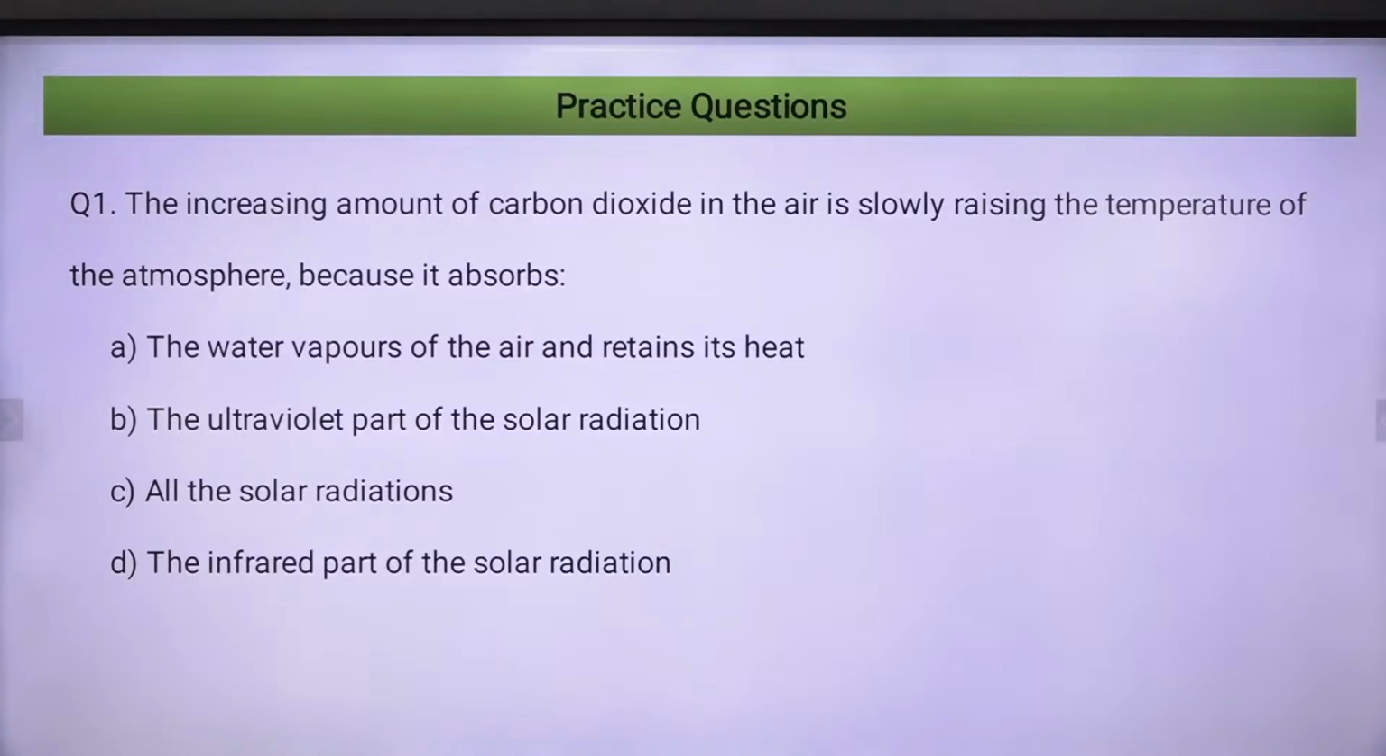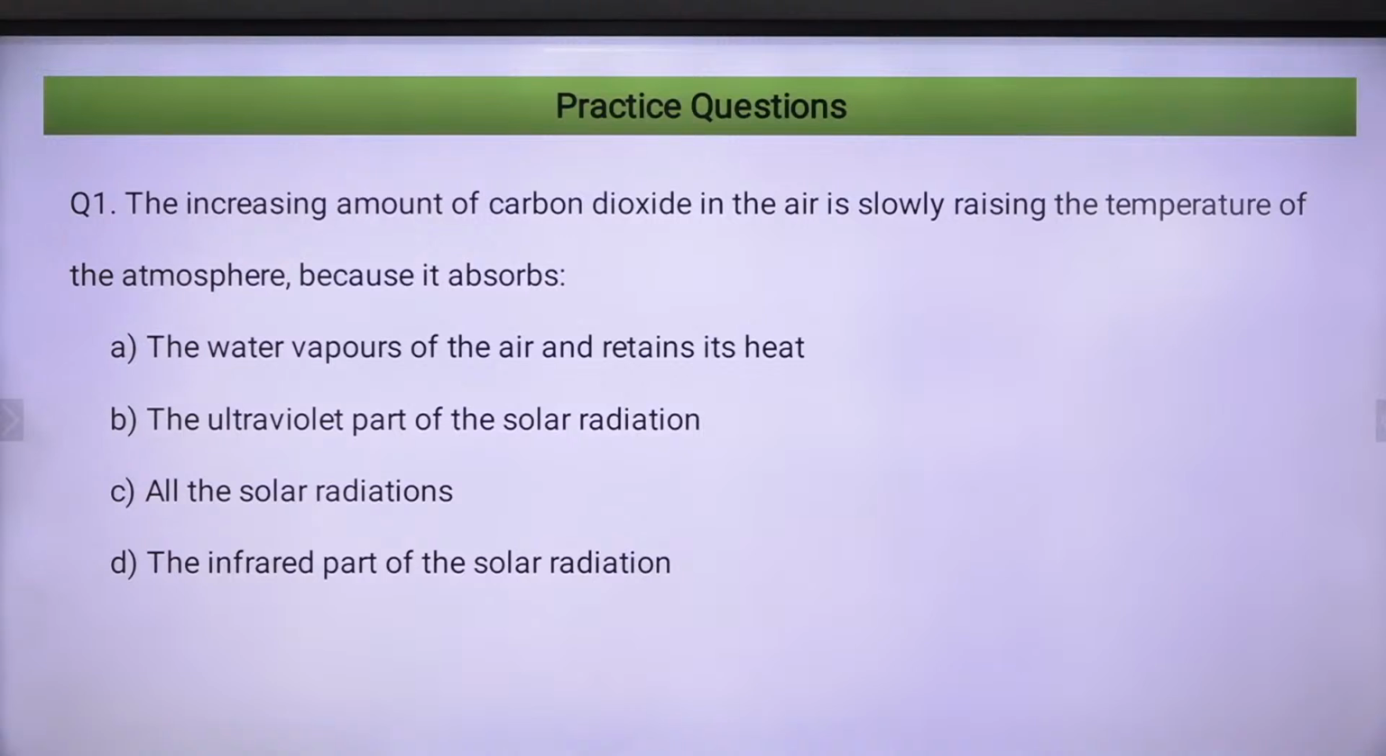Increasing amount of carbon dioxide in the air is slowly raising the temperature of the atmosphere because it absorbs. So basically, you have to give the reason. Hello, Ayush. Good evening. So just try to attempt it. So what could be the possible reason? Okay, I hope you may have read it now. So let me just explain it now.